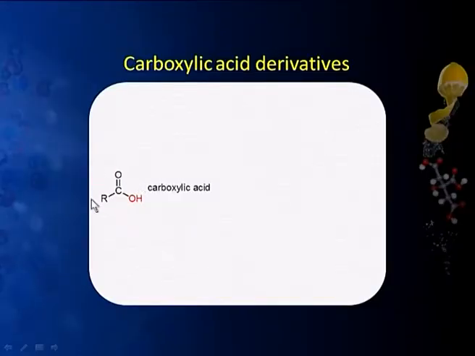This formula indicates a carboxylic acid. This COOH group is the functional group, the carboxyl group. In different carboxylic acids, this R group can be an alkyl group, an aryl group, or an unsaturated carbon chain. We had discussed different types of carboxylic acids earlier. Now when the OH group of this carboxylic acid is substituted by some other group, we get a series of compounds which we call carboxylic acid derivatives.